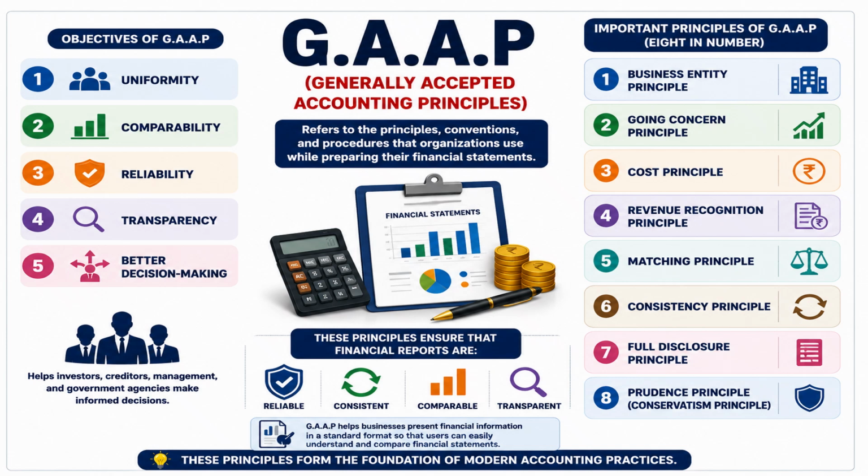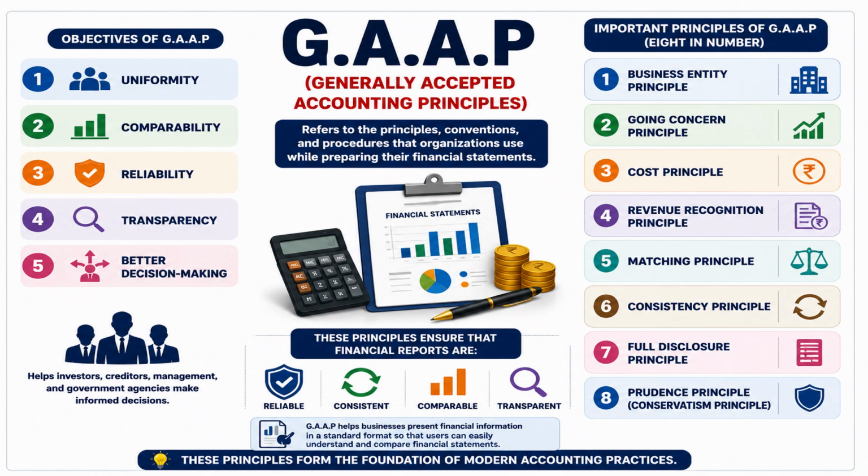5. Matching principle. The matching principle requires that expenses should be recorded in the same accounting period as the revenues they help generate. This ensures accurate measurement of profit or loss. Example: sales commission paid for products sold in March should be recorded as an expense in March, even if the payment is made later.